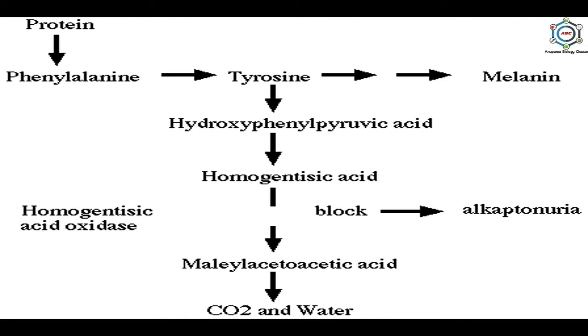So here you can see that in normal persons, a liver enzyme homogentisic oxidase catalyzes the breakdown of homogentisic acid to compounds that enter the Krebs cycle to produce carbon dioxide and water, which you can see in the picture. The alkaptonurics are unable to break down homogentisic acid because of the absence or inactivity of the enzyme needed for this purpose. Lack of the enzyme is due to the absence of the normal form of the gene that controls the synthesis of the enzyme. Hence, homogentisic acid accumulates and is excreted in the urine.